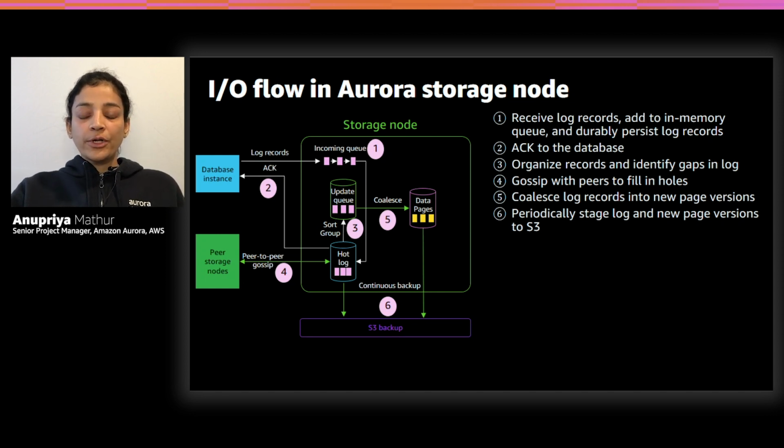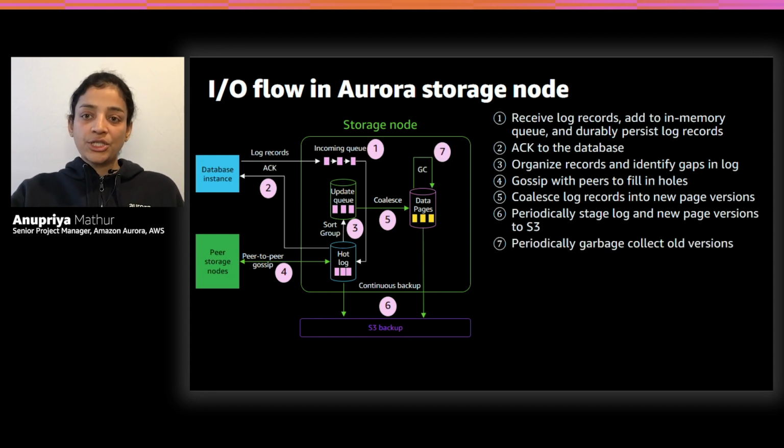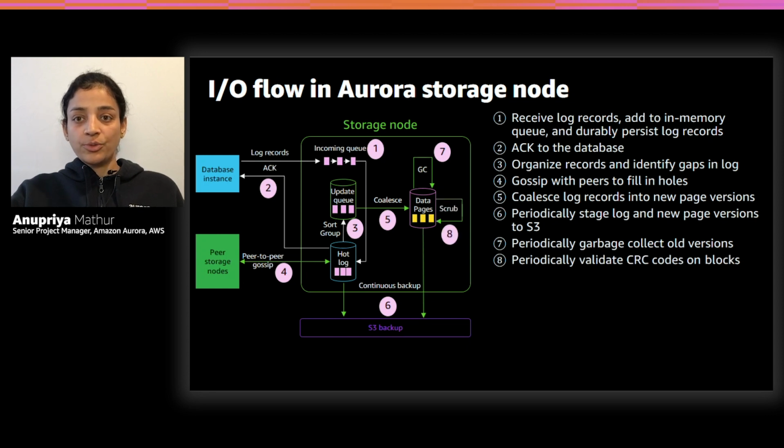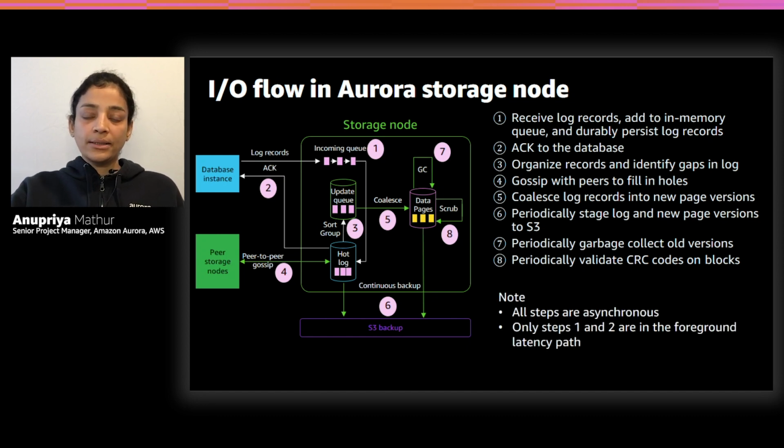And we would periodically garbage collect any old versions of pages which are no more required. And then there are CRC checks or checksums that are done on these blocks to make sure that there are no data gaps. And if there are any holes found, then again, the storage node would talk to its peers in order to fill those gaps in. And like I said, only the first 2 steps are synchronous, and after that, everything else can be done asynchronously.